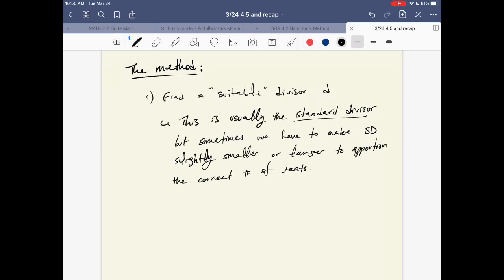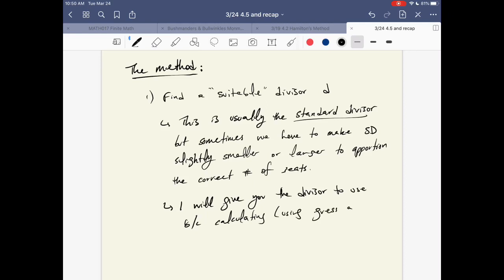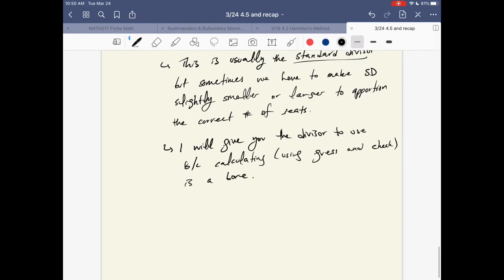I won't make you calculate them because it's not even calculations. So I will give you the divisor to use, because calculating using guess and check is a bore. That's what I think.